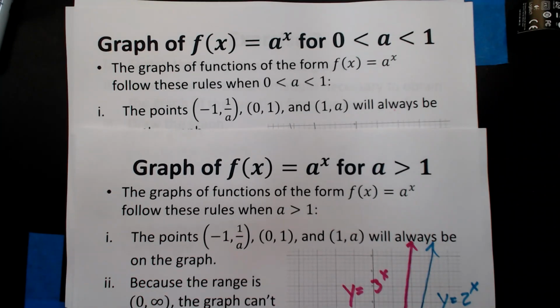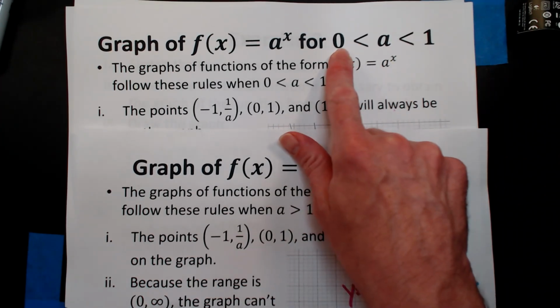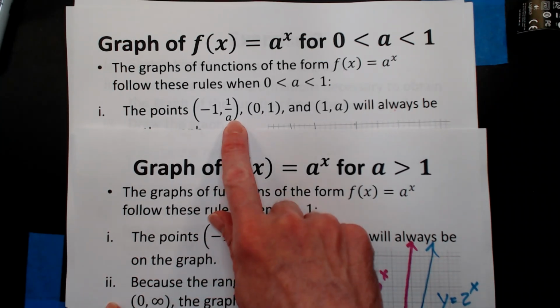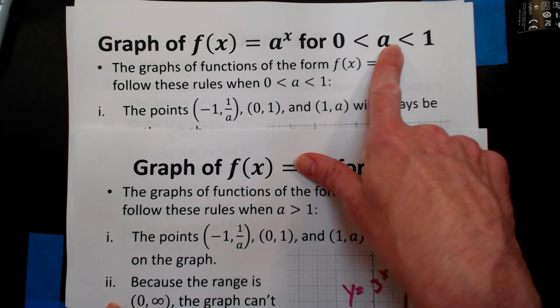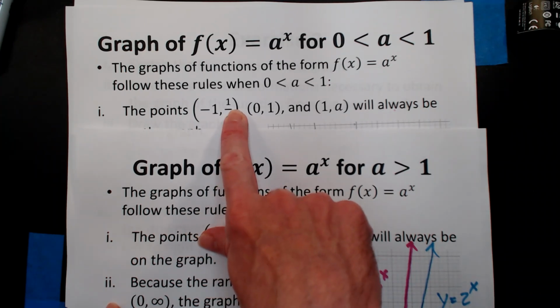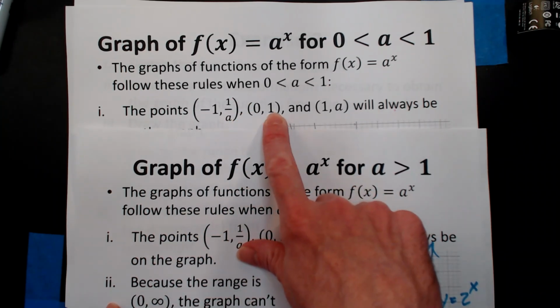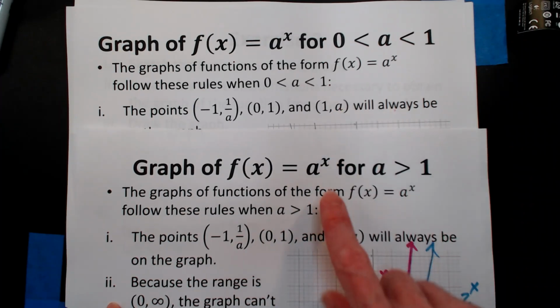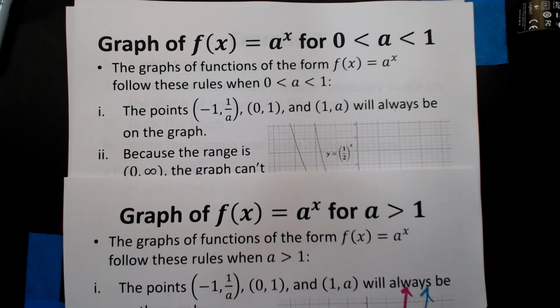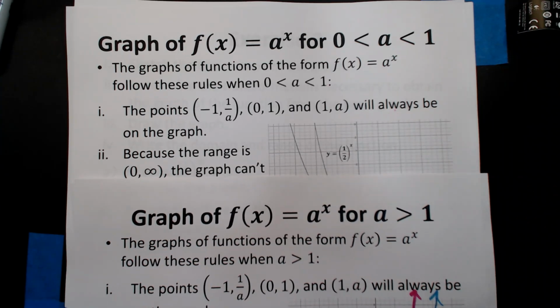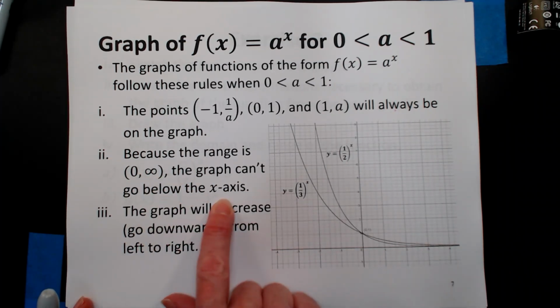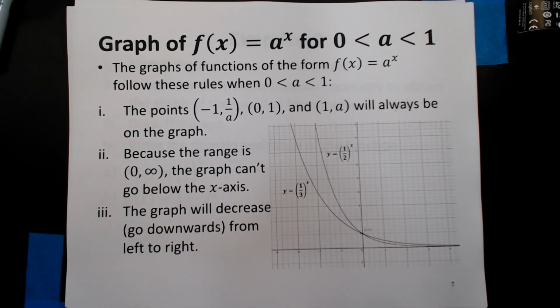Right here, when a is between 0 and 1, when you plug in -1, you're going to get the reciprocal again, but this time it's going to be greater than 1 because of the reciprocal. You're going to have (0, 1) still, and (1, a). So all these points stay the same. It's just that a is going to be a fraction, a decimal less than 1. Because the range, once again, is between 0 and infinity, it can't go below the x-axis. It will decrease from left to right.